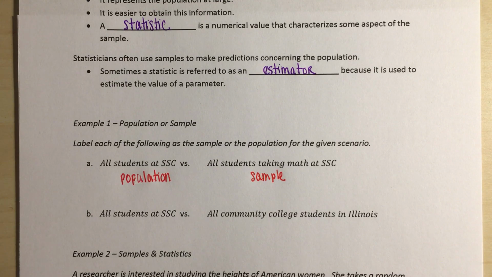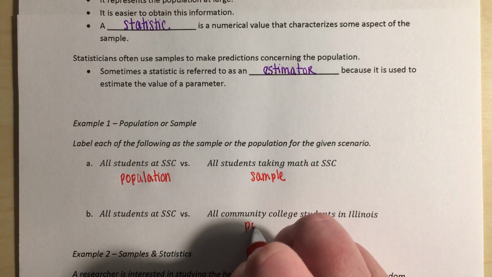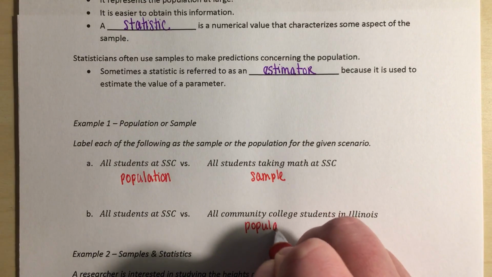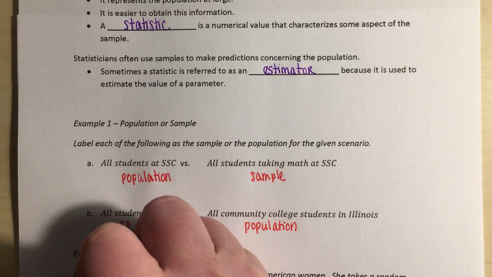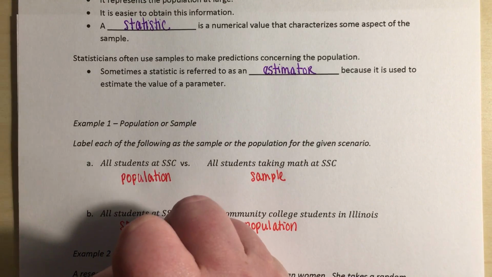Right. In B, all students at SSC versus all community college students in Illinois. Here, all community college students in Illinois is our larger group. That is our population. And our smaller subset is going to be our sample.